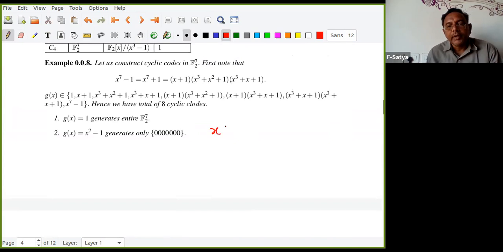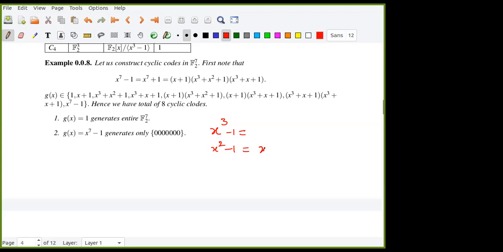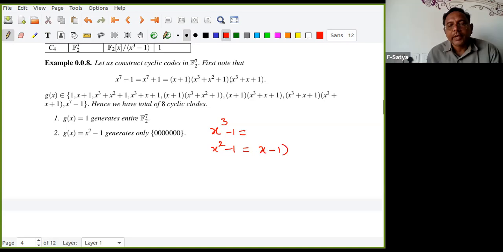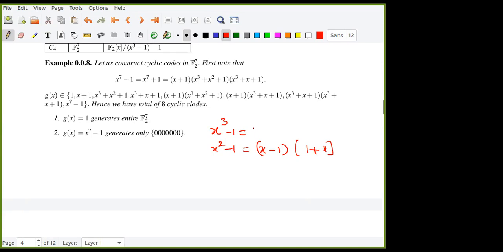Okay. To explain, can you tell me what is x cube minus 1? Forget about finite fields and all. What is this equal to? Still, if you have a problem, x square minus 1, can you tell? x plus 1 into x minus 1. So x minus 1 I am writing, but here I am writing 1 plus x to help you. x cube minus 1 is x minus 1 into 1 plus x plus x square.